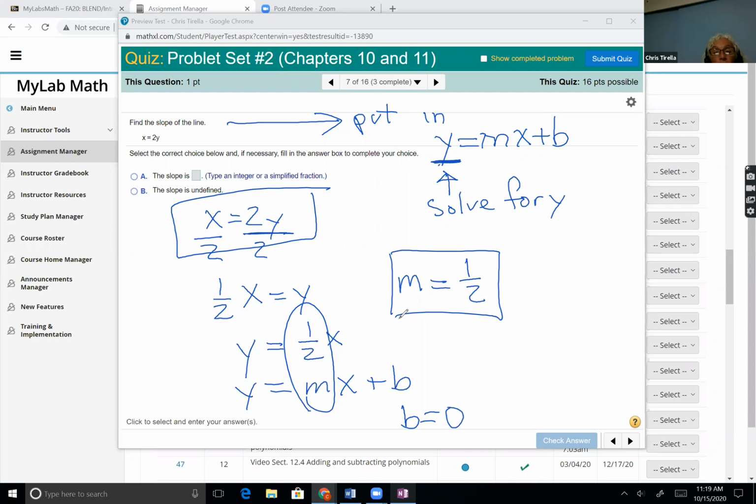Everybody all right with that? Finding the slope by looking at the equation. And again, in order to do that, we've got to get y alone first, and the slope is the x coefficient. Remember, that's attached to the x. Enough on this one?